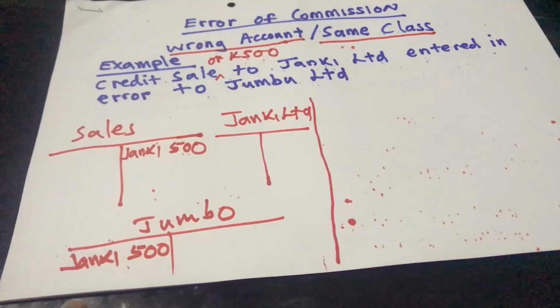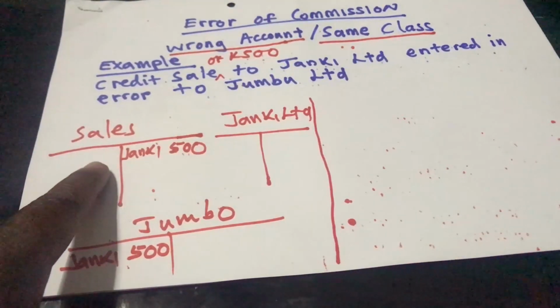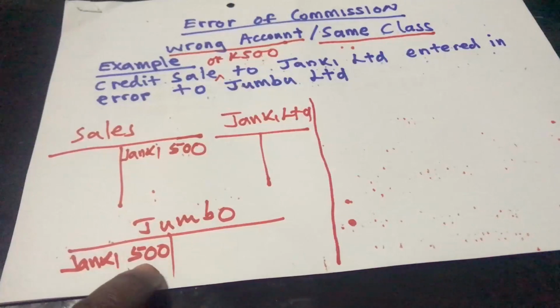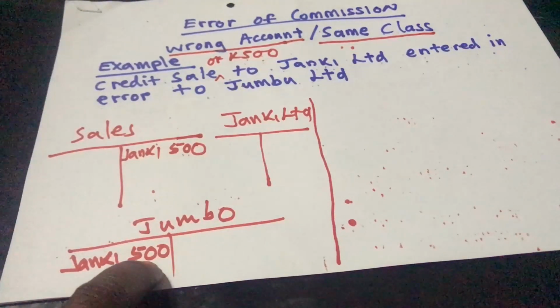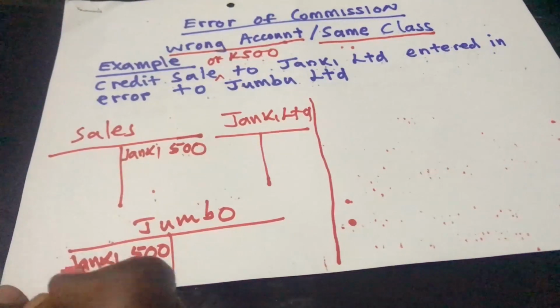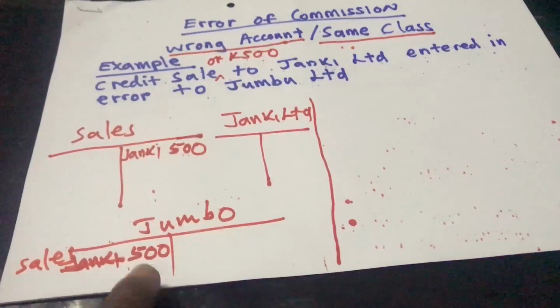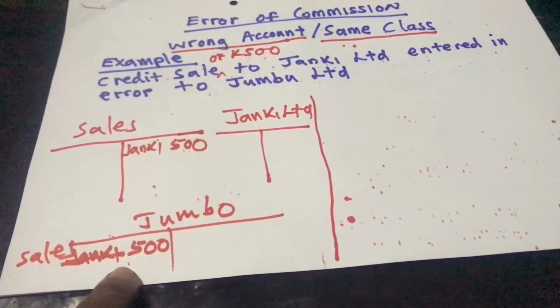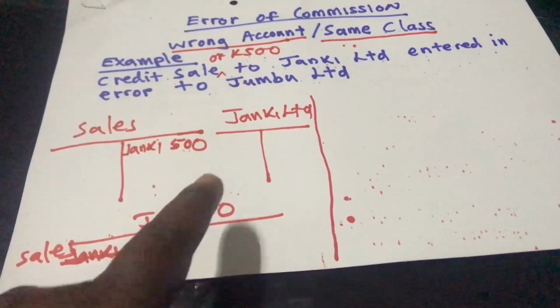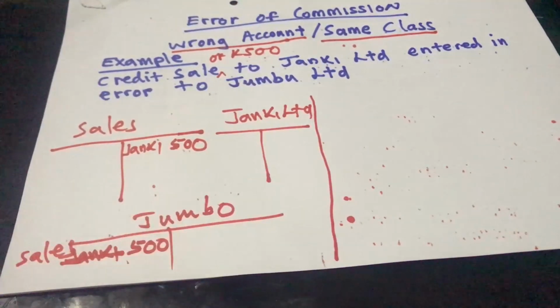So now we need to correct this error. The sales are okay. The only challenge is Jumbo. This figure is not supposed to be there. And I wasn't supposed to write Junkie. I was supposed to write sales. So this figure is not supposed to be there, isn't it? Because we didn't sell to Jumbo. We actually sold to Junkie.